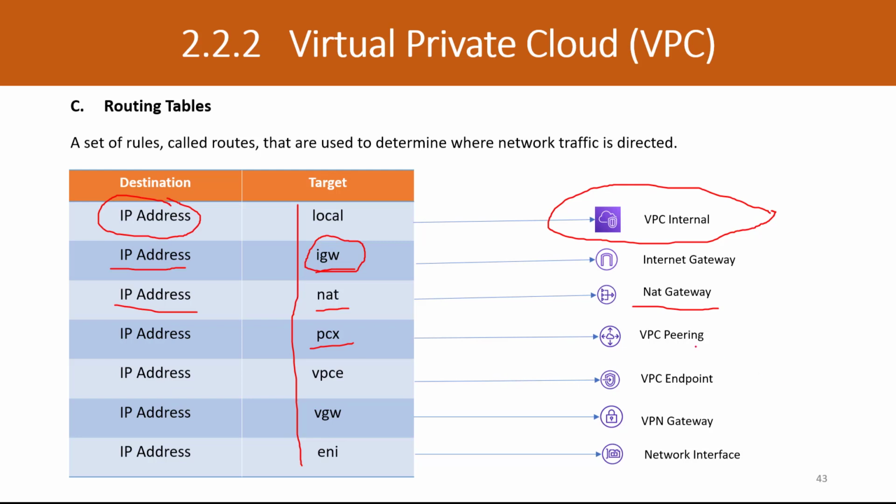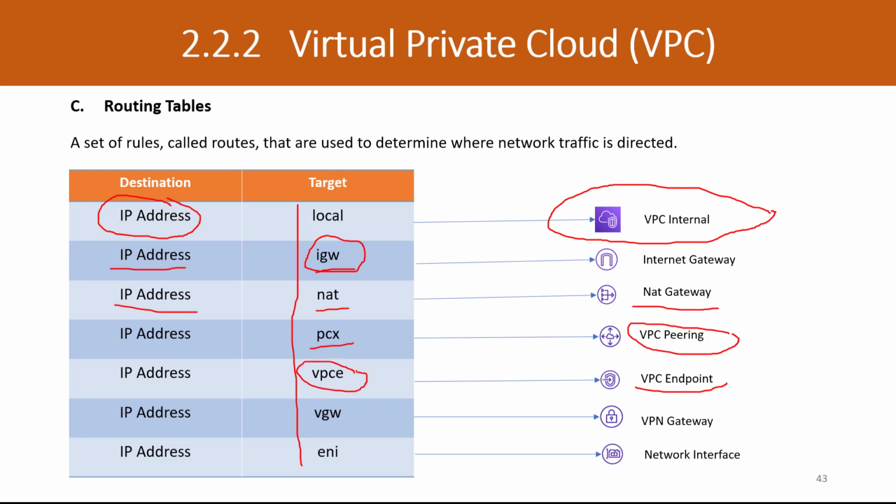PCS, that's called VPC peering, that will allow communication between VPCs. If you have two VPCs and want resources within the two VPCs to communicate, it can be done by VPC peering.